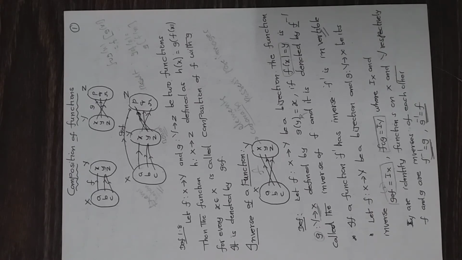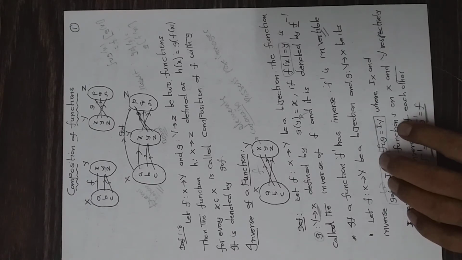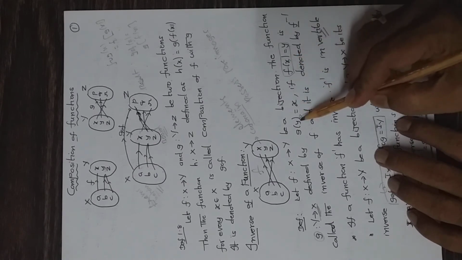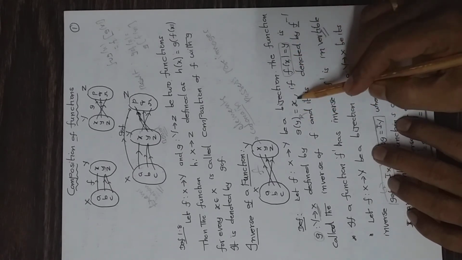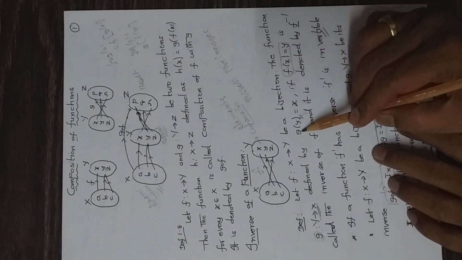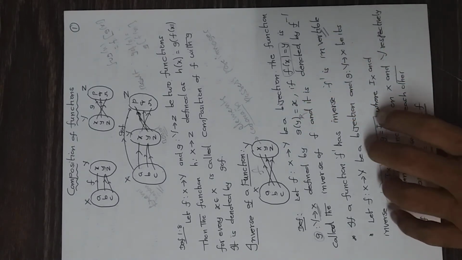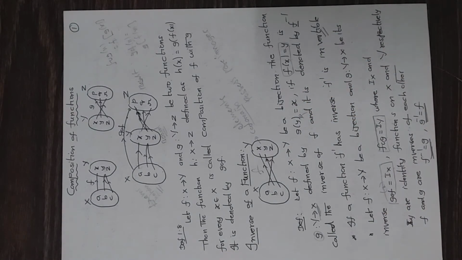First, what is an inverse of a function? For the given function f: x to y, g: y to x is called the inverse of the function. If f of x is equal to y, then g of y is equal to x. That means instead of x, y will come. Instead of y, x will come. Instead of f, g will come, because it is a new function. So this is called the inverse of f. That is the first thing you should understand.